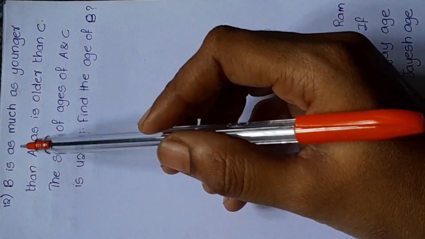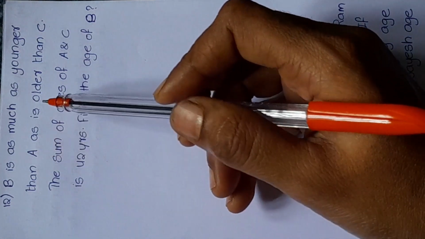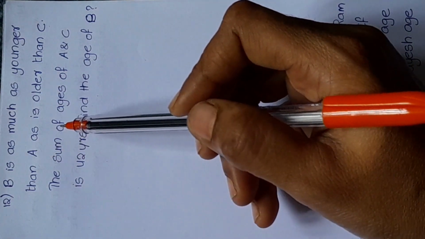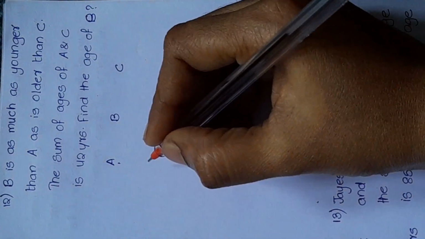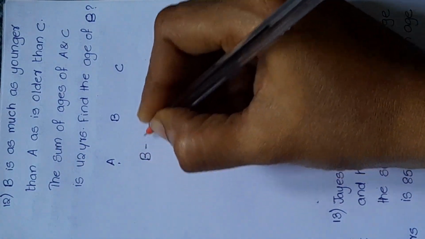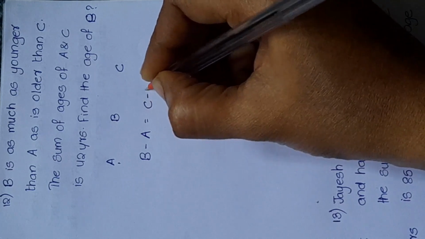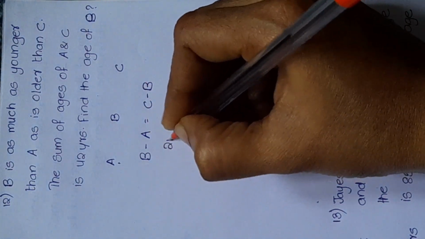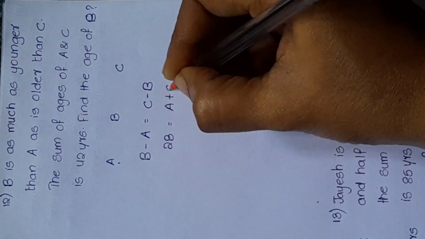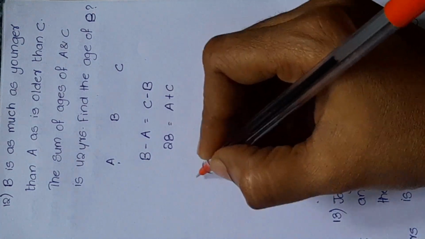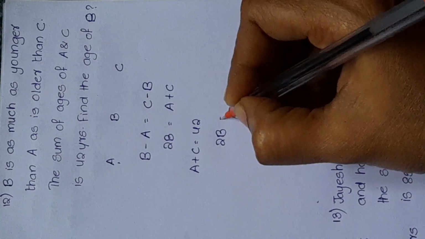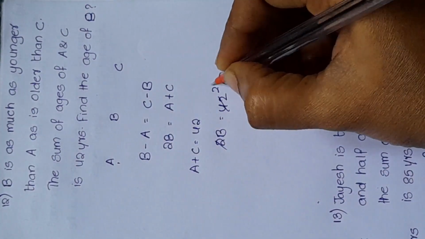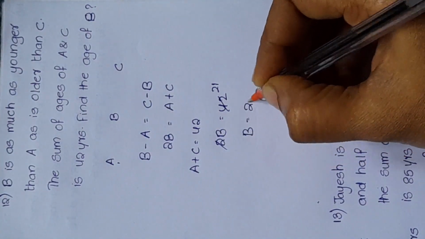Question number 12. B is as much younger than A as he is older than C. The sum of the ages of A and C is 42 years. Find the age of B. From the statement given in the question, B minus A is equal to C minus B. So 2B is equal to A plus C. But A plus C is given as 42 years. So 2B is equal to 42. B is 21. Age of B is 21 years.